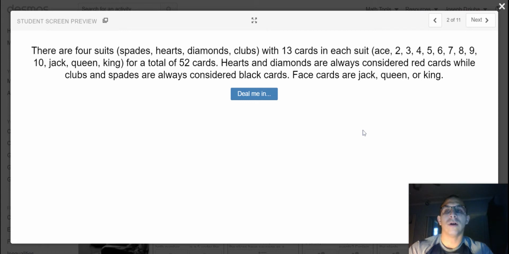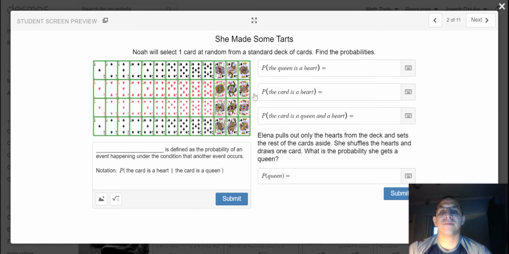So in case you didn't know, a deck of cards has 4 suits: spades, hearts, diamonds, and clubs, with 13 cards in each suit, for a total of 52 cards. Hearts and diamonds are always considered red cards, while clubs and spades are always considered black cards. And face cards are the jack, the queen, and the king.